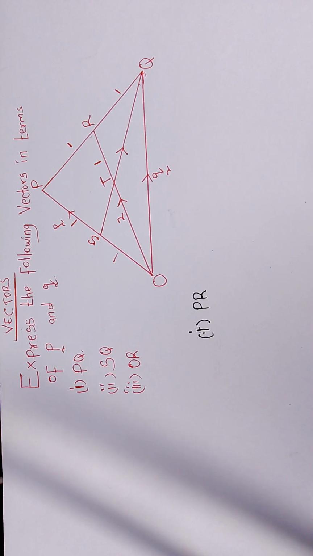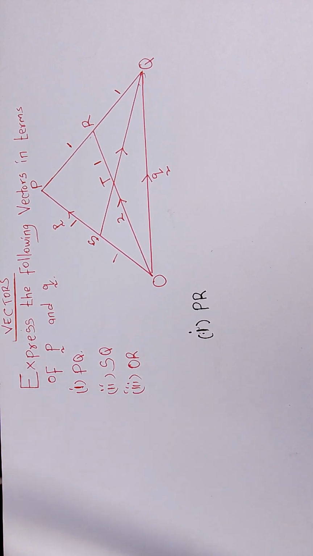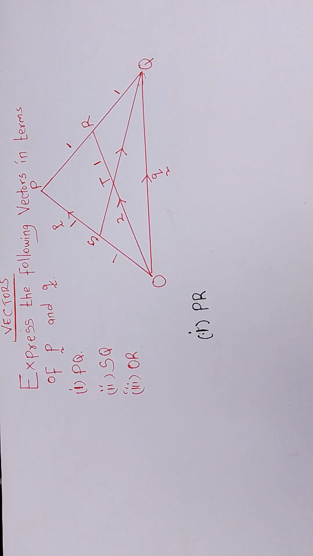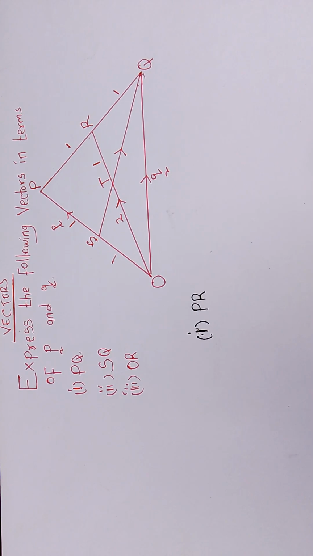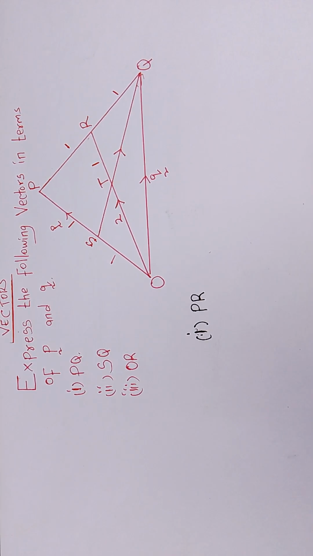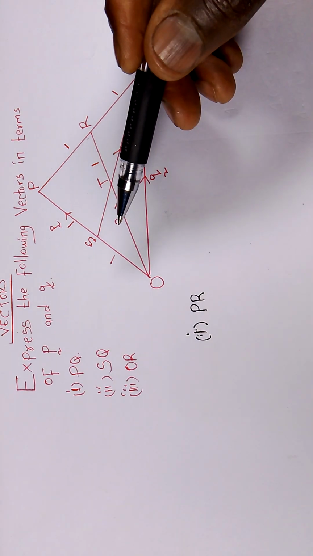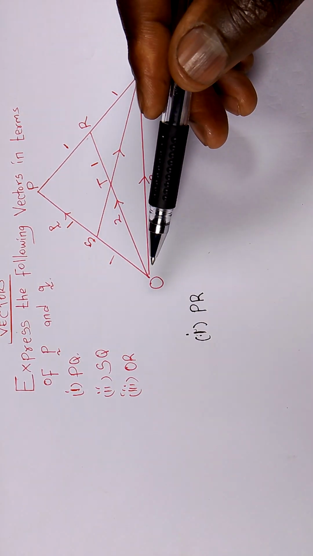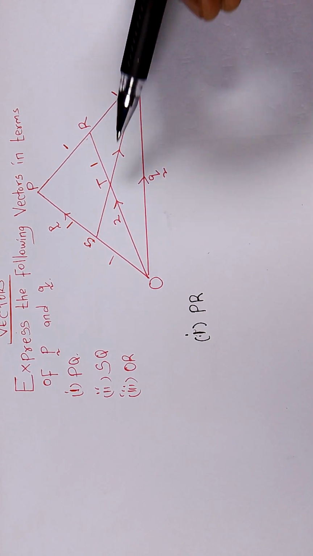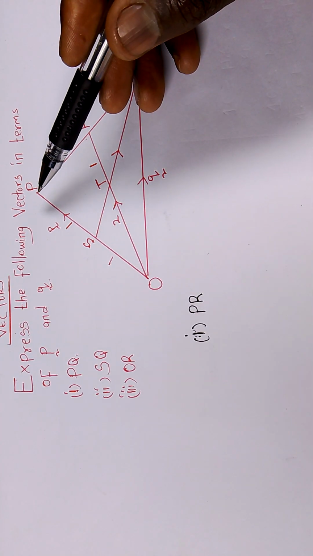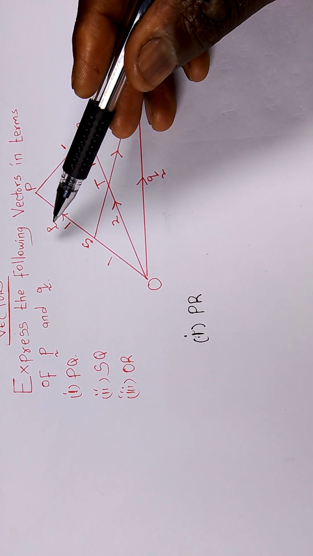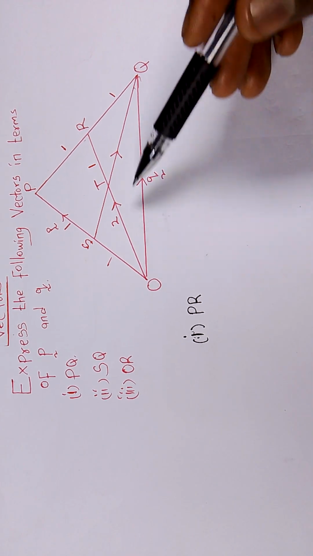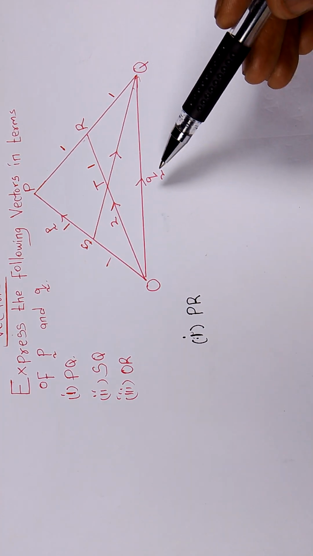I want us to solve this vector question. This question is commonly assessed in KCSE examination, so let's do it together. The question reads: express the following vectors in terms of P and Q. We have our triangle here, and our triangle is triangle OPQ, whereby vector OP is equal to P vector. Vector OQ is equal to Q vector.